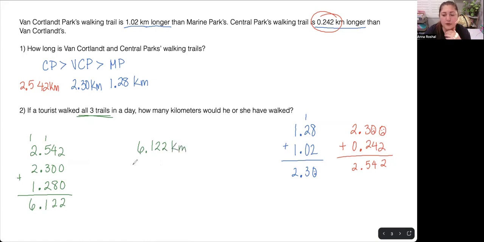One thing that I do want to make sure that you're doing when you are solving these problems is that you are labeling them with the proper units. So if you didn't put kilometers, maybe you forgot, I would go back and change that. Make sure that you put kilometers in.